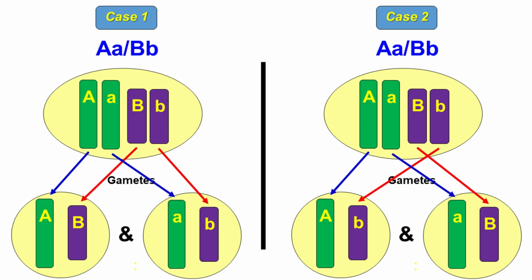In case 1, during meiosis, the chromosomes assort independently. One gamete may inherit the dominant allele A along with the dominant B, so the other gamete will inherit the recessive alleles a and b. In case 2, alternatively, one gamete may inherit the dominant allele A along with the recessive allele b, so the other gamete will inherit the recessive allele a and dominant allele B. The result is 4 gametes produced in a 1 to 1 to 1 to 1 ratio.